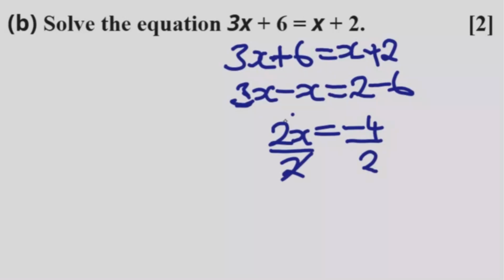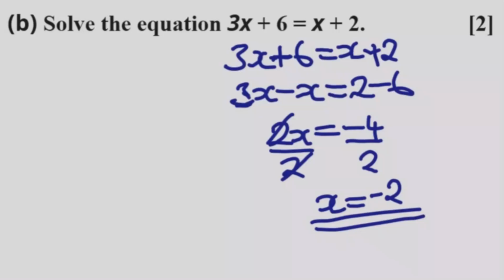So these 2 and these 2 will cancel each other out, leaving us with x. Then we say 2 into negative 4 will give us negative 2. Then this is the correct answer. So x is equal to negative 2.